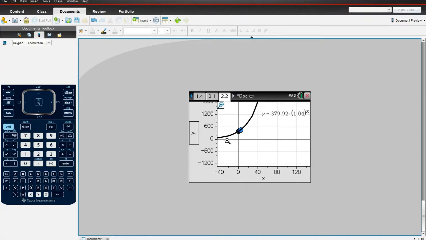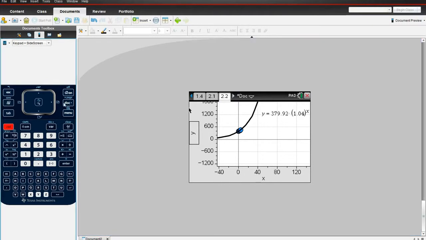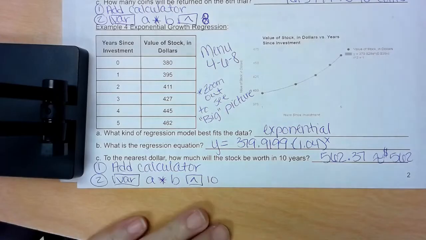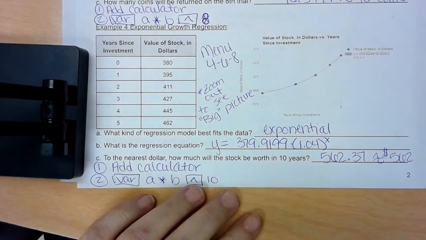If we want to solve for the equation, we want to figure out what's the stock worth in 10 years. We'll do Control Doc, pick a calculator, and then we're going to use the var button again, because the calculator already knows what the A is and it already knows what the B is. We just got to tell it what the X is. So A times var B, again, caret to, we're putting in 10. And that gives us 562.37, which is 562.